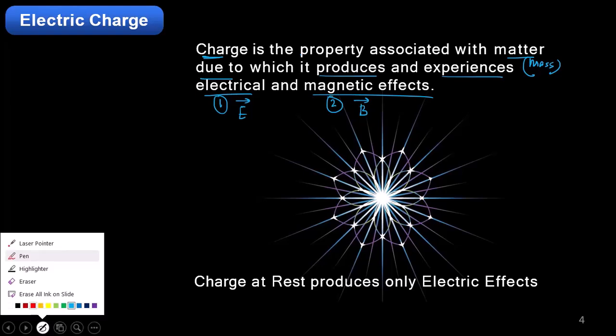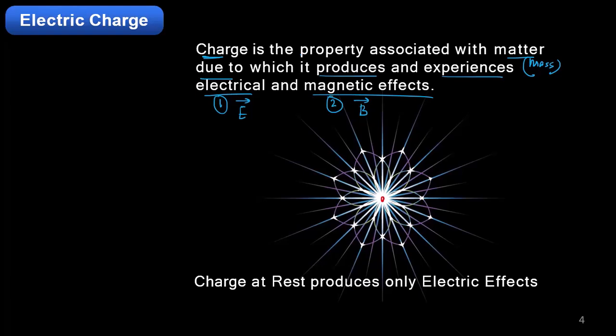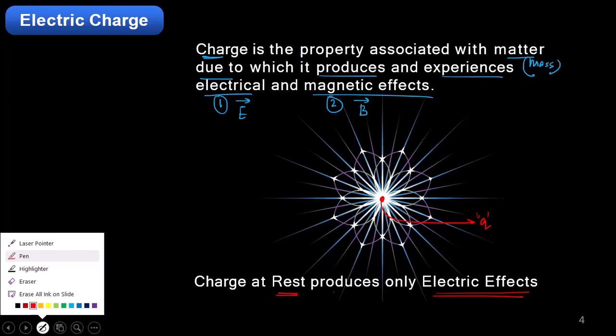So let us say there is a charge placed at this position. The symbol for charge we will use is Q. So Q is the notation of charge. Whenever I place a charge, what is happening around the charge? It will produce some kind of electric field. Whenever the charge is at rest, it can produce only the electric effect. I cannot see this, but I can feel the effect of this.